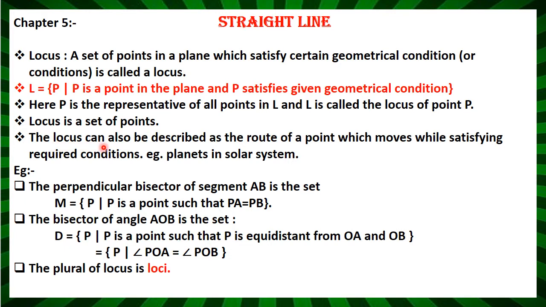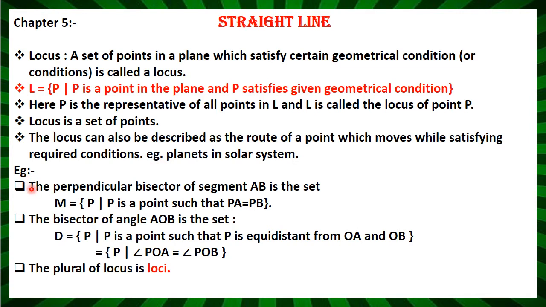The locus can also be described as the route or path of a point which moves while satisfying the required conditions. Example, planets in the solar system. We know that planets are in constant motion around the sun in their particular paths or orbits, and there is an attractive force, or gravitational force, between the sun and planets, so that they will not move other than in their respective orbits.